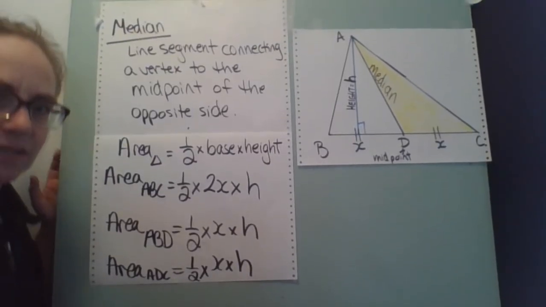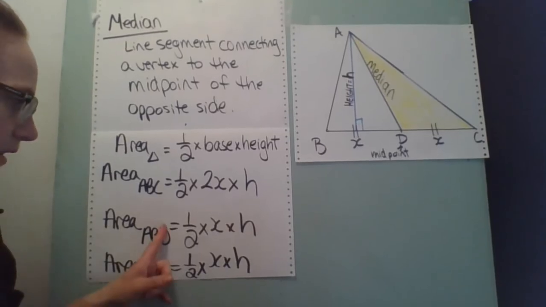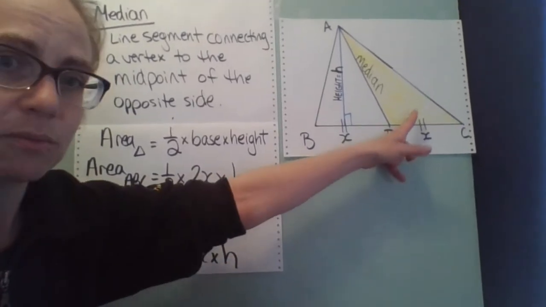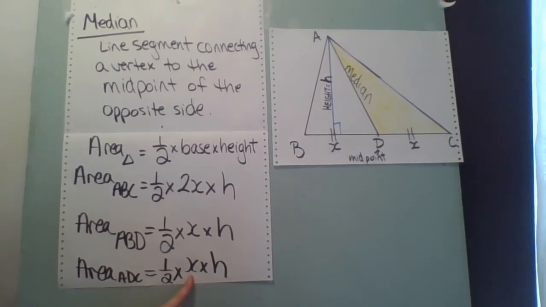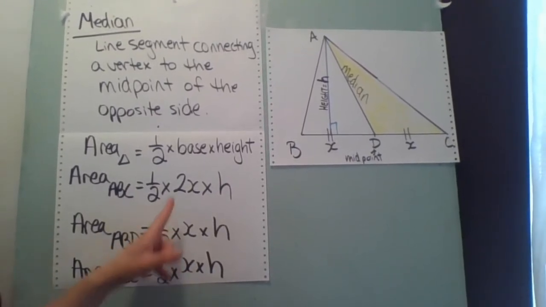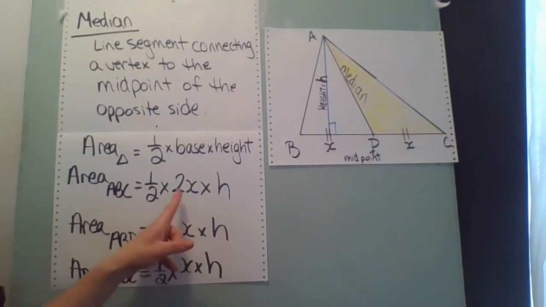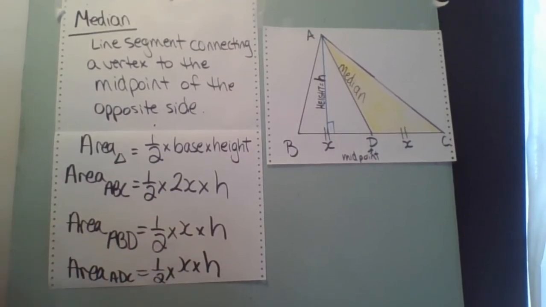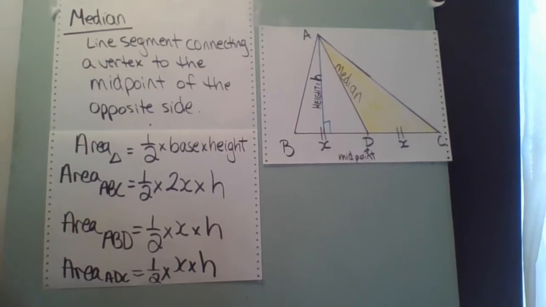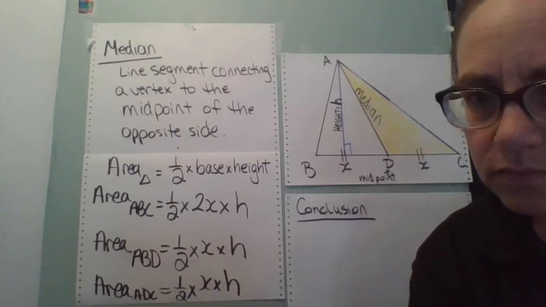So what did we just notice? That median split my triangle into 2 equal halves. That's the same value as this. And look at that. They're both exactly half of the big one, because the big one is twice the little ones. What a cool observation.